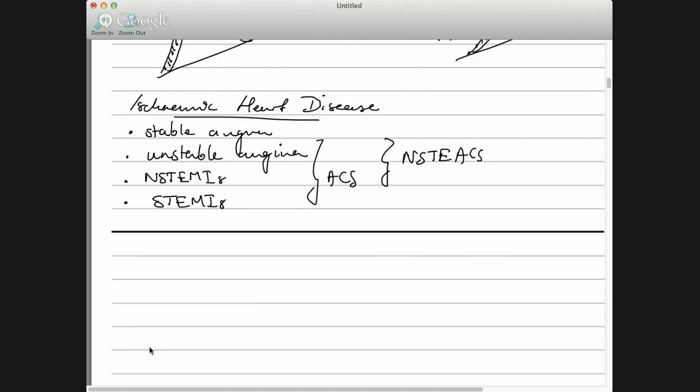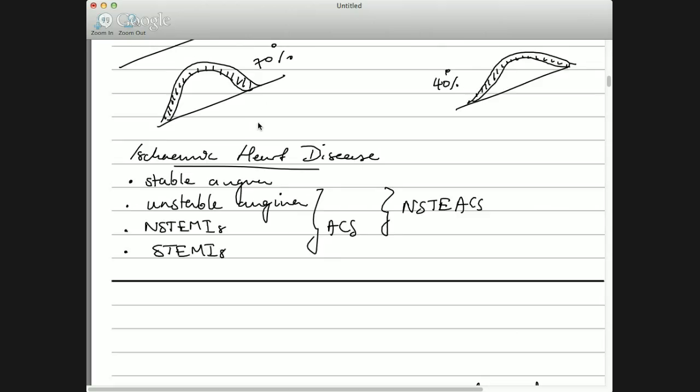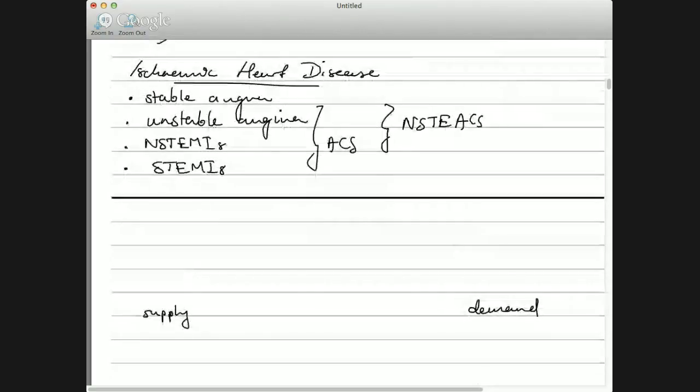Okay. So remember how I was talking about supply and demand? Now what I'm going to do is link each of these conditions with the particular pathology over here, and then talk about how it relates to supply and demand. So in a normal individual like you and me, at rest, our supply meets our demand. Now, when we start exercising or when the heart starts working harder and it needs more oxygen, the demand for oxygen will rise.